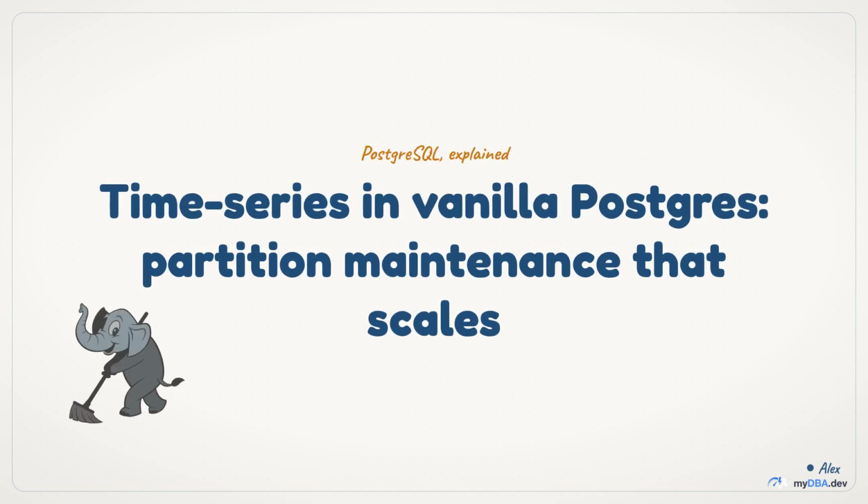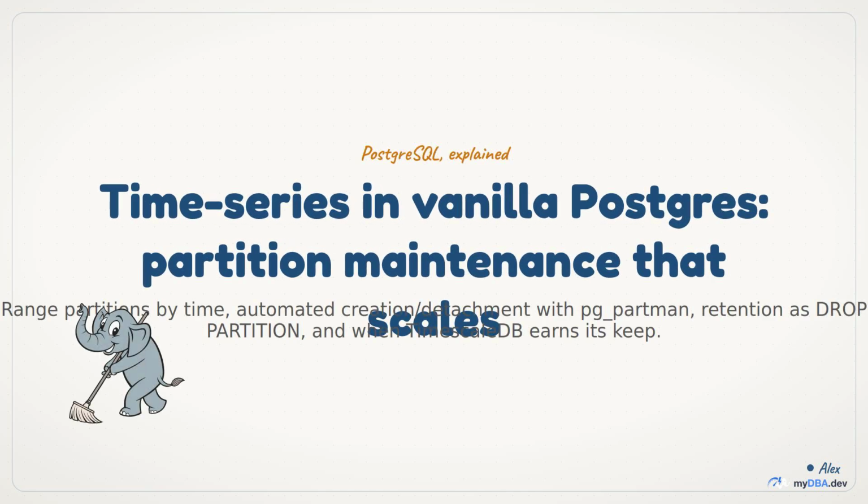You're storing time series data in Postgres: metrics, logs, events, and the table's growing fast. Native range partitioning by time keeps queries fast and makes old data cheap to drop, but only if you automate the maintenance. So we're talking about partitions you create ahead of time and drop when they age out? Exactly. We'll walk through declarative partitioning, pgpartment for the automation, and when you'd reach for TimescaleDB instead.